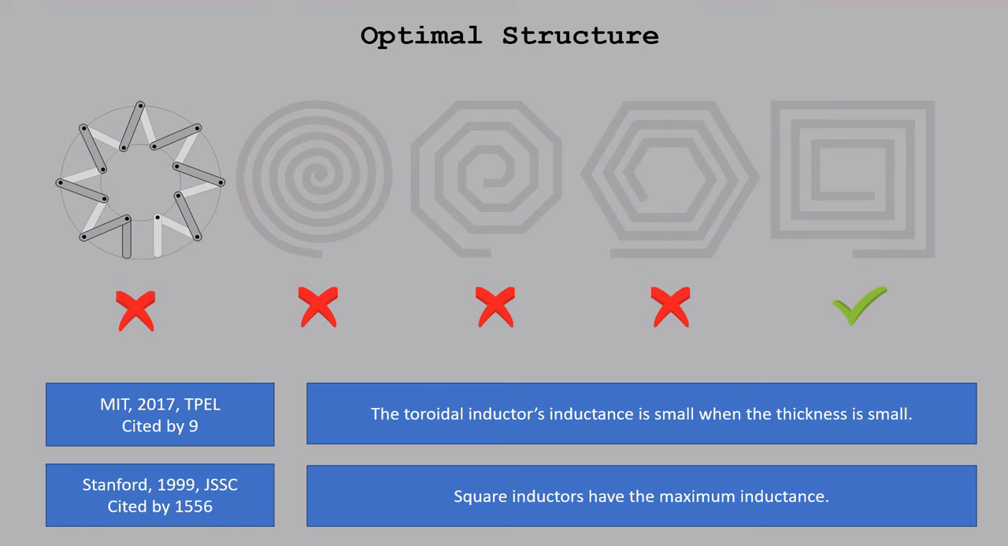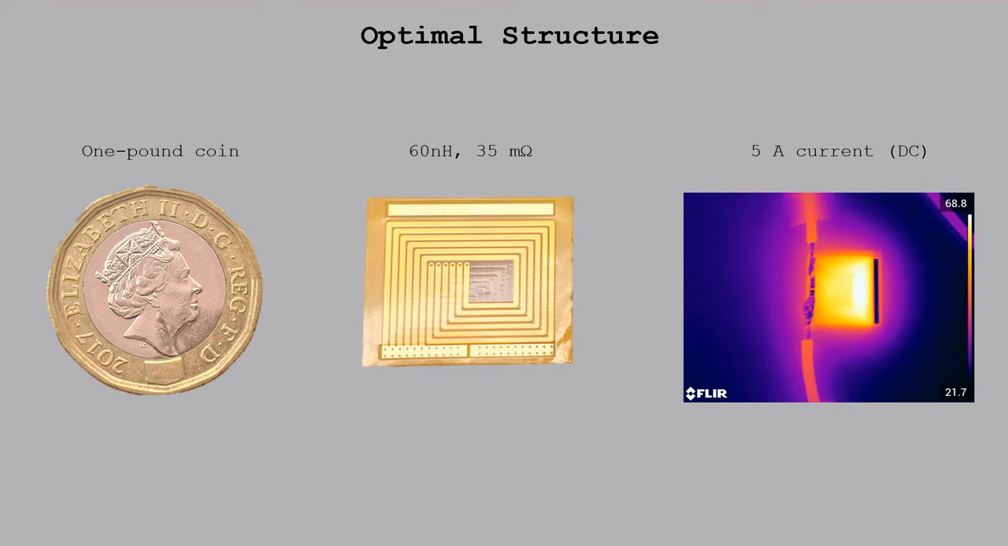Based on the research published by MIT and Stanford, we realized that the square inductor has the maximum inductance. Here is the design of our inductor. The pattern is spiral and its shape is square. Even its size is smaller than a 1-pound coin. Its inductance can be 60 nanohenry and it can tolerate up to 5 amp current.